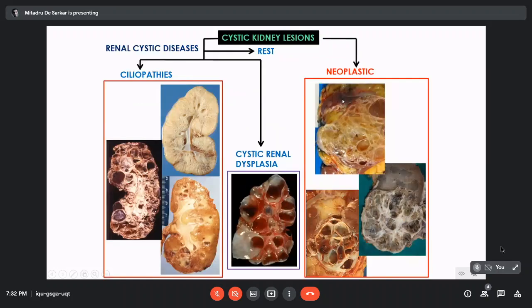So actually in your practice, you come across lots of conditions which look cystic within the kidney. However, not all of them are actually included in the traditional definition of the renal cystic diseases. The characteristic renal cystic diseases are the ones which we have already been taught in the MBBS period, that is ADPKD, ARPKD, nephronophthisis, etc. So that would come under the category of the medical renal cystic diseases.